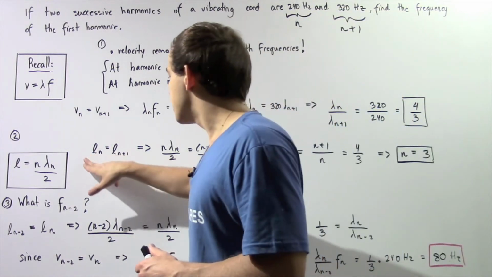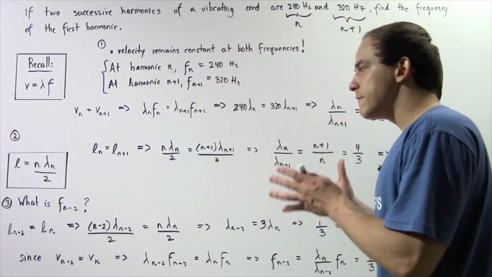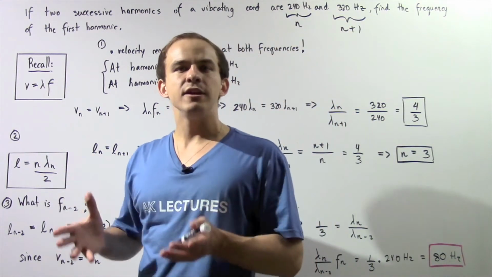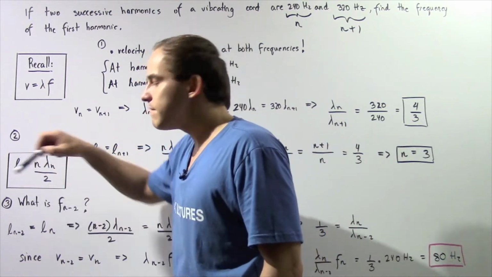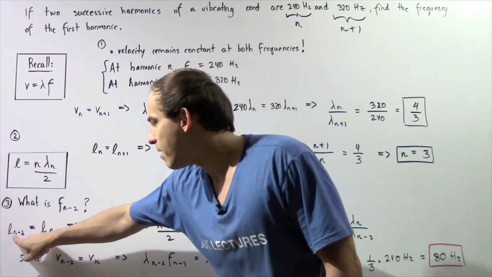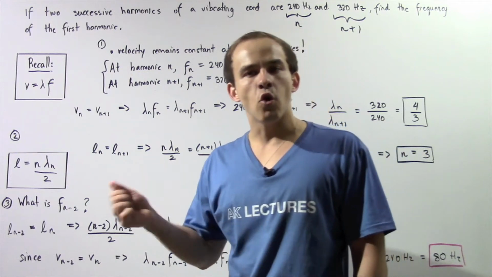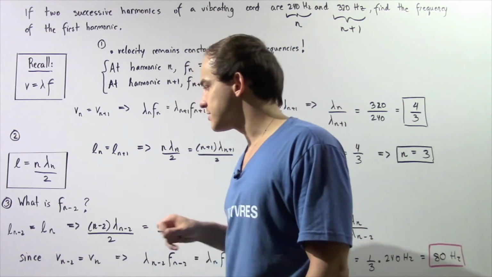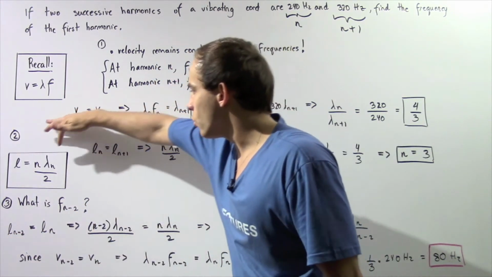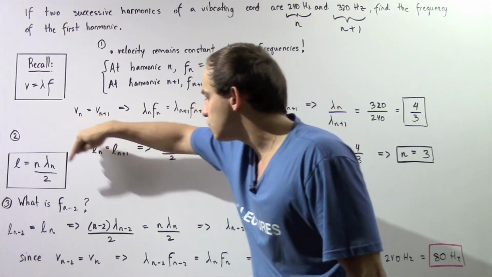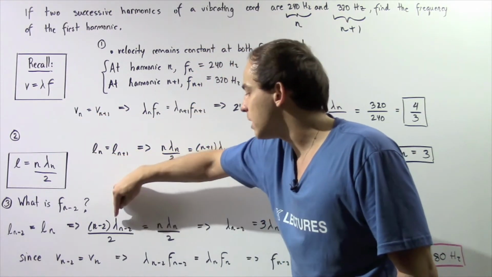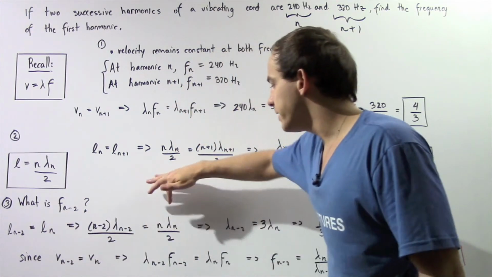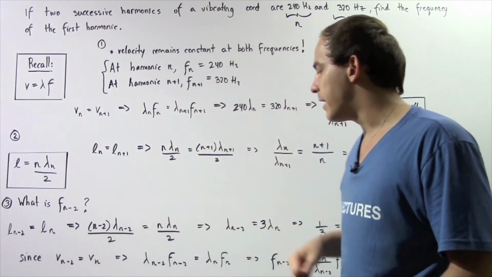So we're going to use this result once again. We're going to use the fact that the length of the chord at any given harmonic is exactly the same. So the length of our chord at the first harmonic, n minus 2, is equal to the length of the chord at the nth harmonic, or the third harmonic. So this is equal to this. Now n minus 2 multiplied by lambda n minus 2 divided by 2, and this is simply n multiplied by lambda n divided by 2.